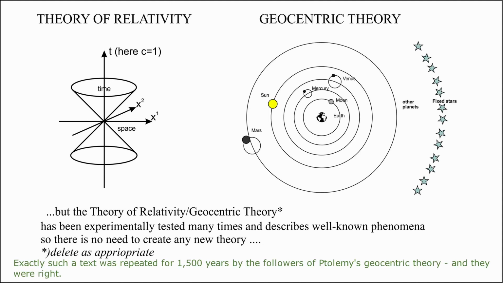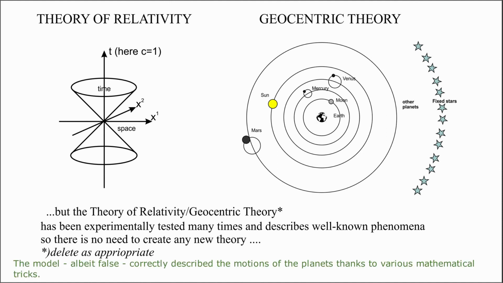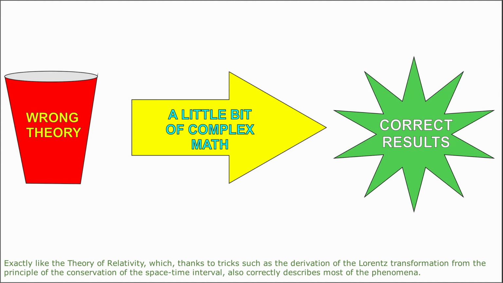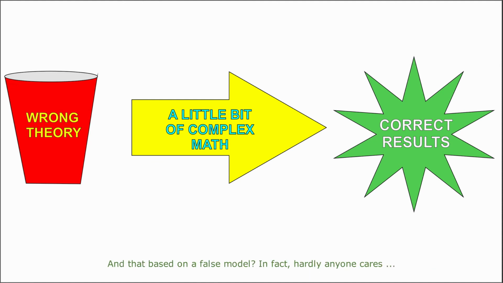Exactly such a text was repeated for 1500 years by the followers of Ptolemy's geocentric theory, and they were right. The model, albeit false, correctly described the motions of the planets thanks to various mathematical tricks. Exactly like the theory of relativity, which thanks to tricks such as the derivation of the Lorentz transformation from the principle of the conservation of the space-time interval, also correctly describes most of the phenomena, and that based on a false model, in fact, hardly anyone cares.